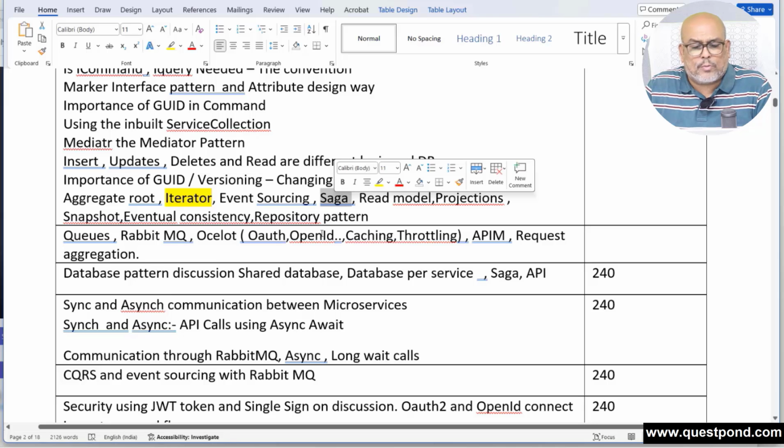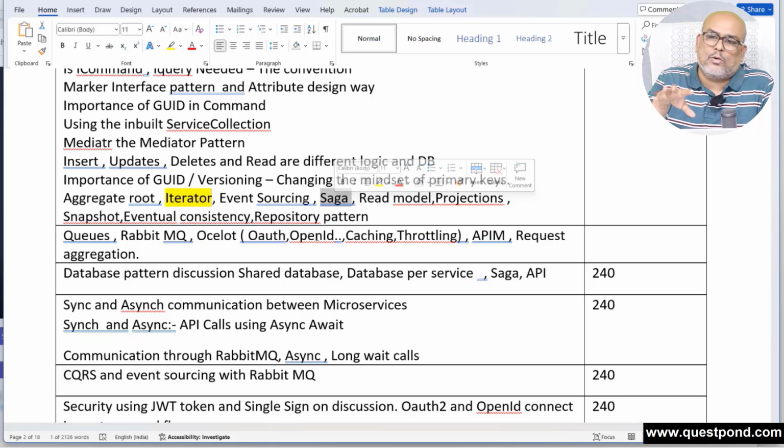Also, we'll talk about some important patterns like Saga and event sourcing and so on, especially the Saga thing. See, what happens is, I'm just going through the syllabus so that you understand what I will take in the class.